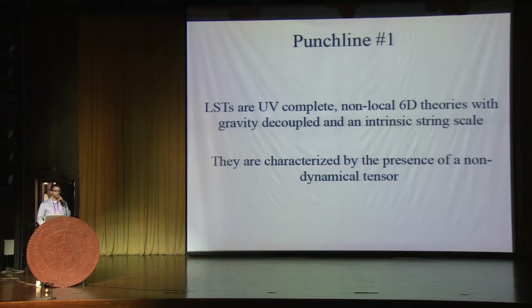There are 3 things I want you to remember from my talk. The first one is simply the definition of little string theory. Little string theories are UV-complete, non-local theories in 6 dimensions with gravity decoupled and an intrinsic string scale. And they're characterized by the presence of a non-dynamical tensor multiplet. This tensor multiplet has a scalar field in it, and the vev of this scalar is what sets this intrinsic string scale.